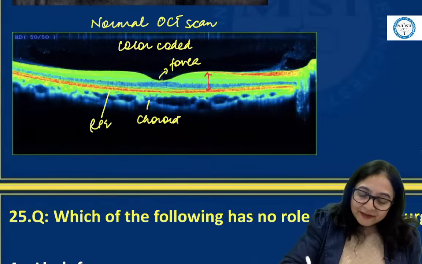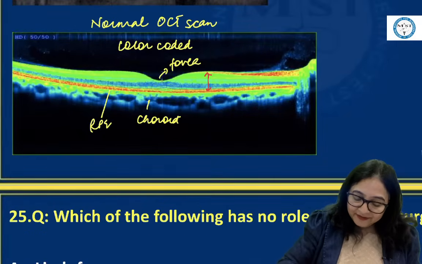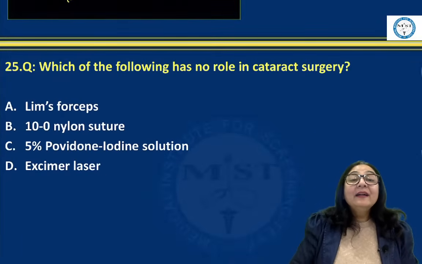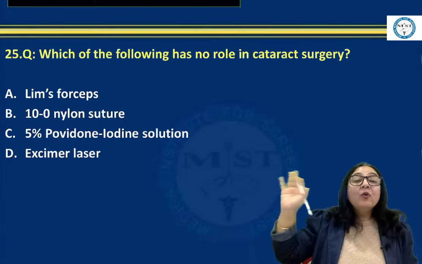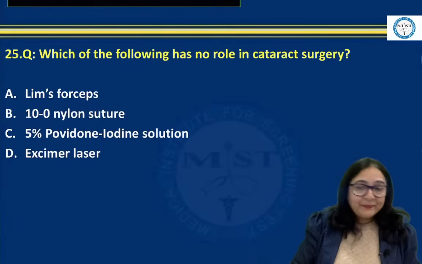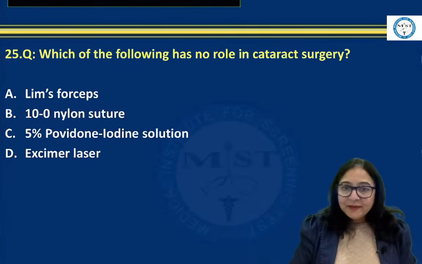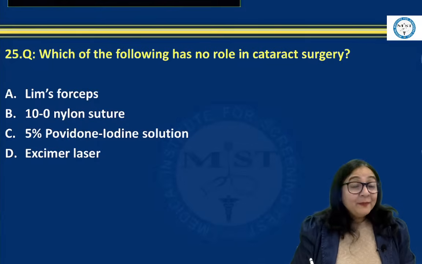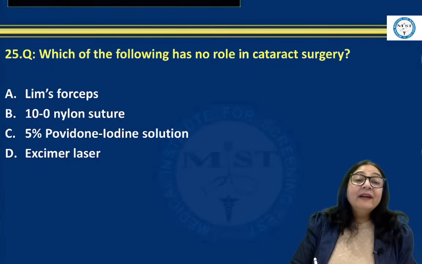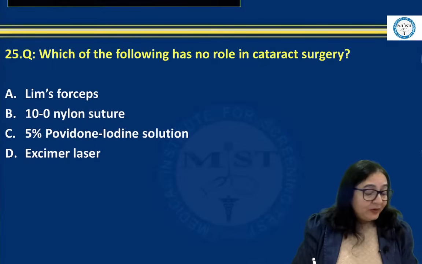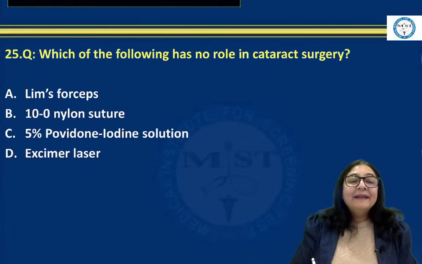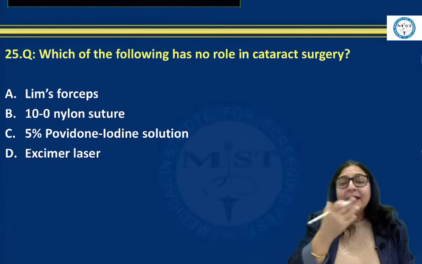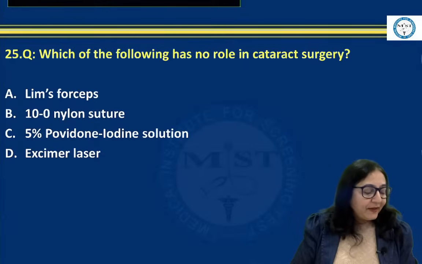Coming to your last question for the discussion here. Which of the following has no role in cataract surgery? Choices are LIMS forceps, 10-0 nylon suture, 5% povidone iodine solution, excimer laser. So which of the following do you think has no role in cataract surgery?